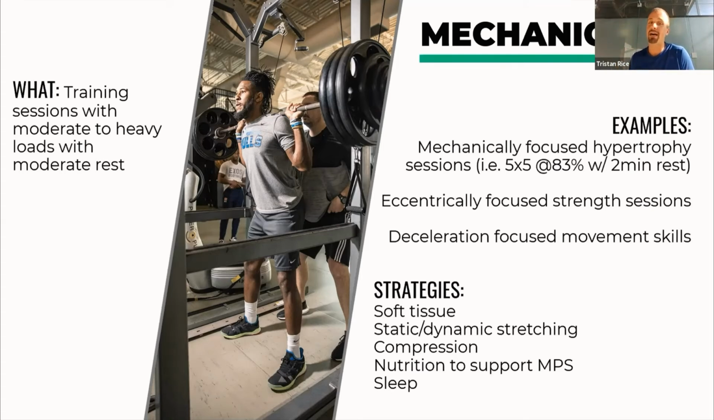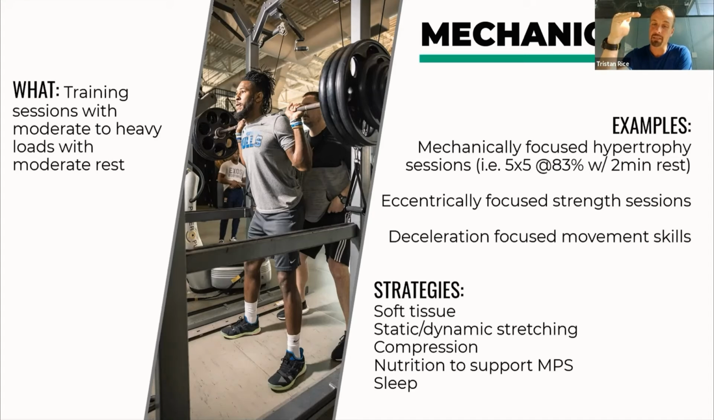Here's another example: 5 sets of 5 at 83% of one with 2 minutes of rest. Another incredibly challenging training session. Think about eccentrically focused strength sessions. Maybe you are tempo controlling your work so that in your 5x5 at 83, in your lifting, you might give a 3-2-1 tempo where it's a 3-second eccentric, 2-second pause, 1 second to return back up to the top, right?